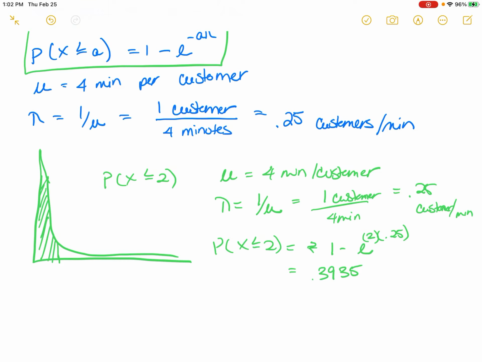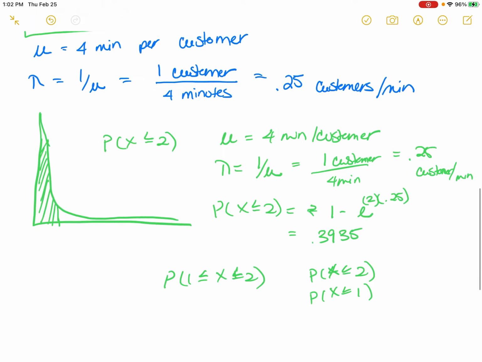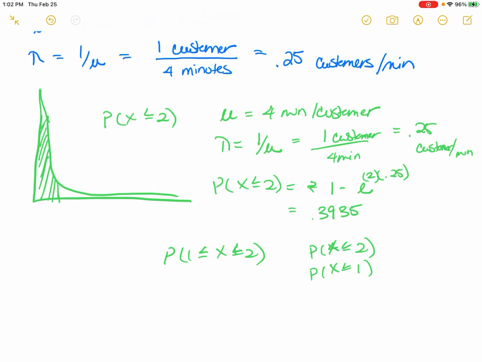If I were to take the difference between these two, if I want to say the probability the customer is going to arrive between the next 1 to 2 minutes, I would find the probability of x less than or equal to 2, and I also have to find the probability of x less than or equal to 1, and find the difference between the two.